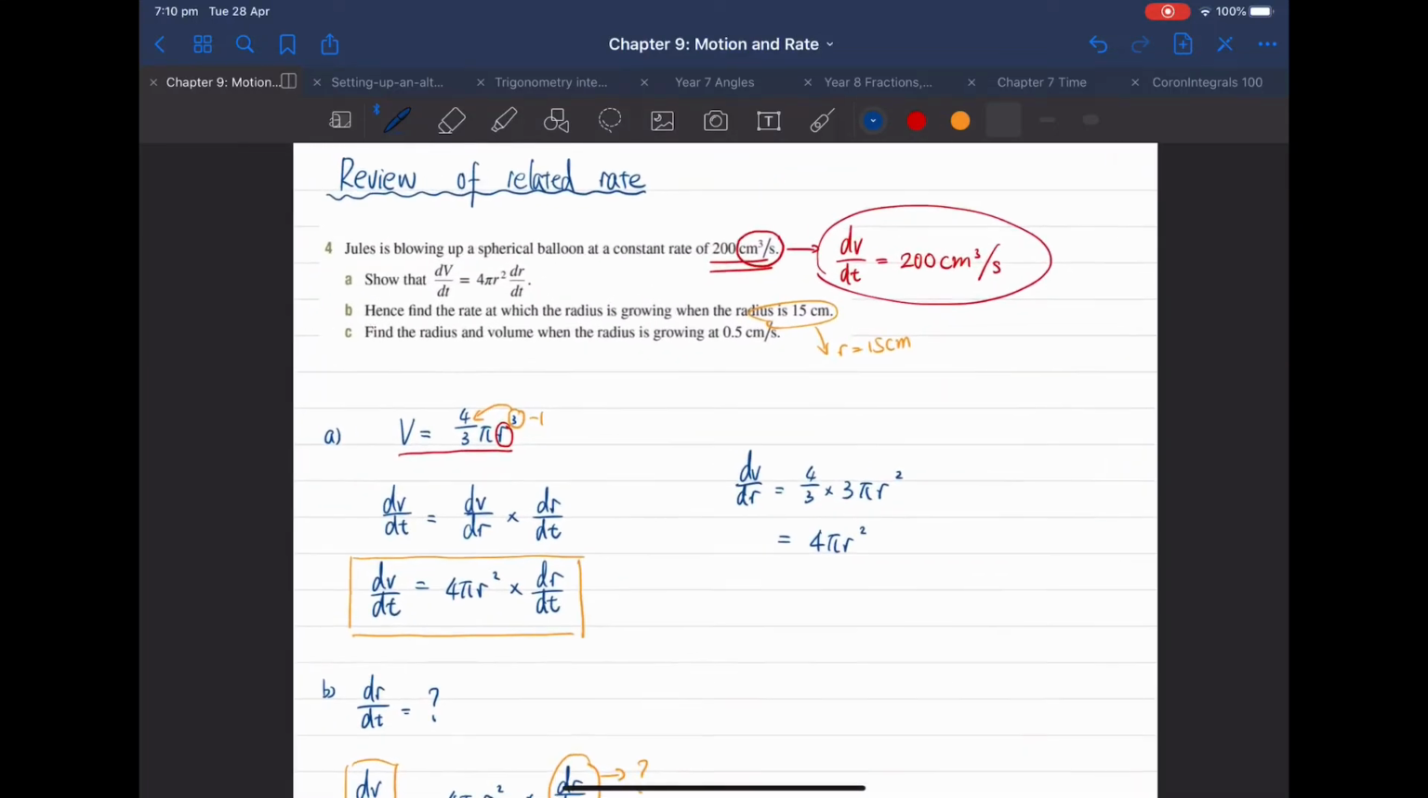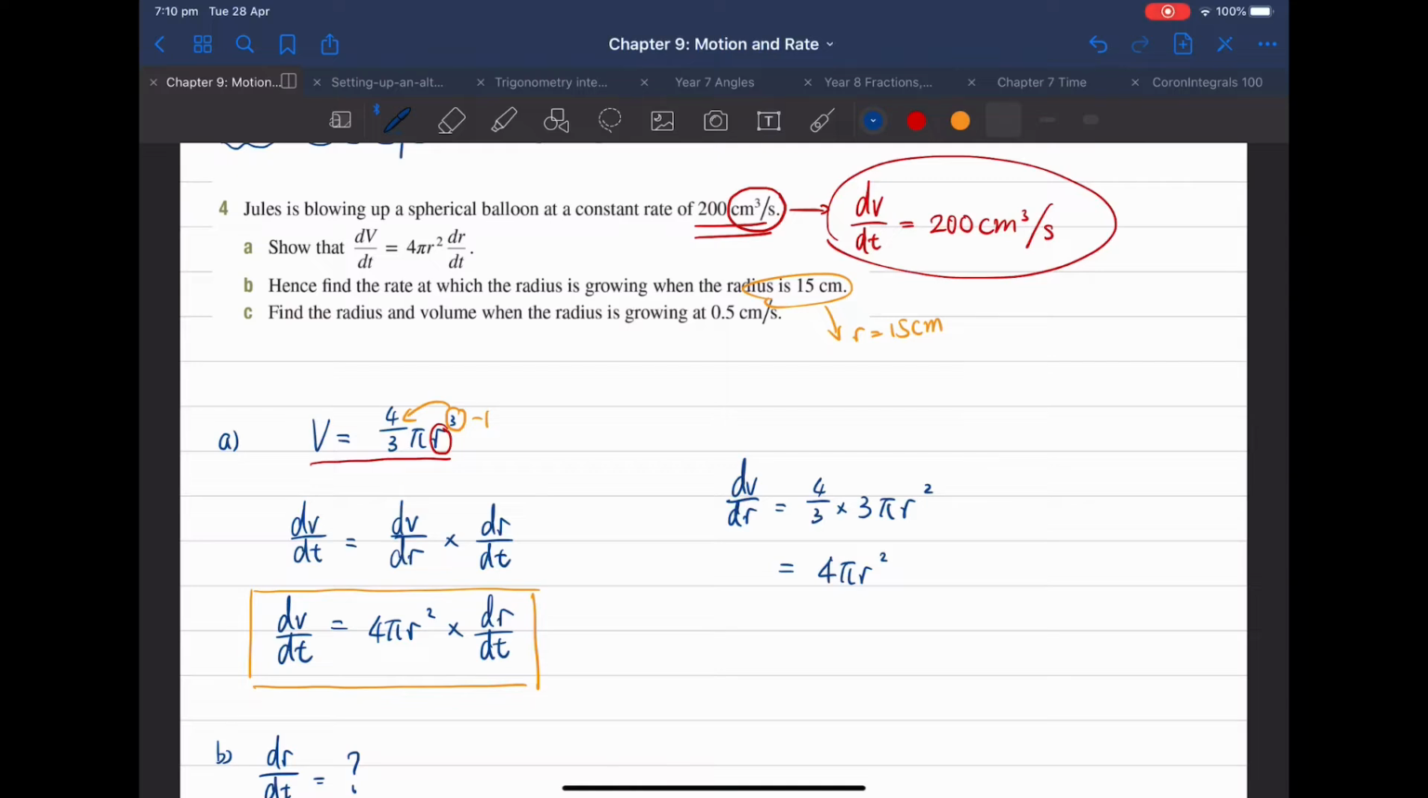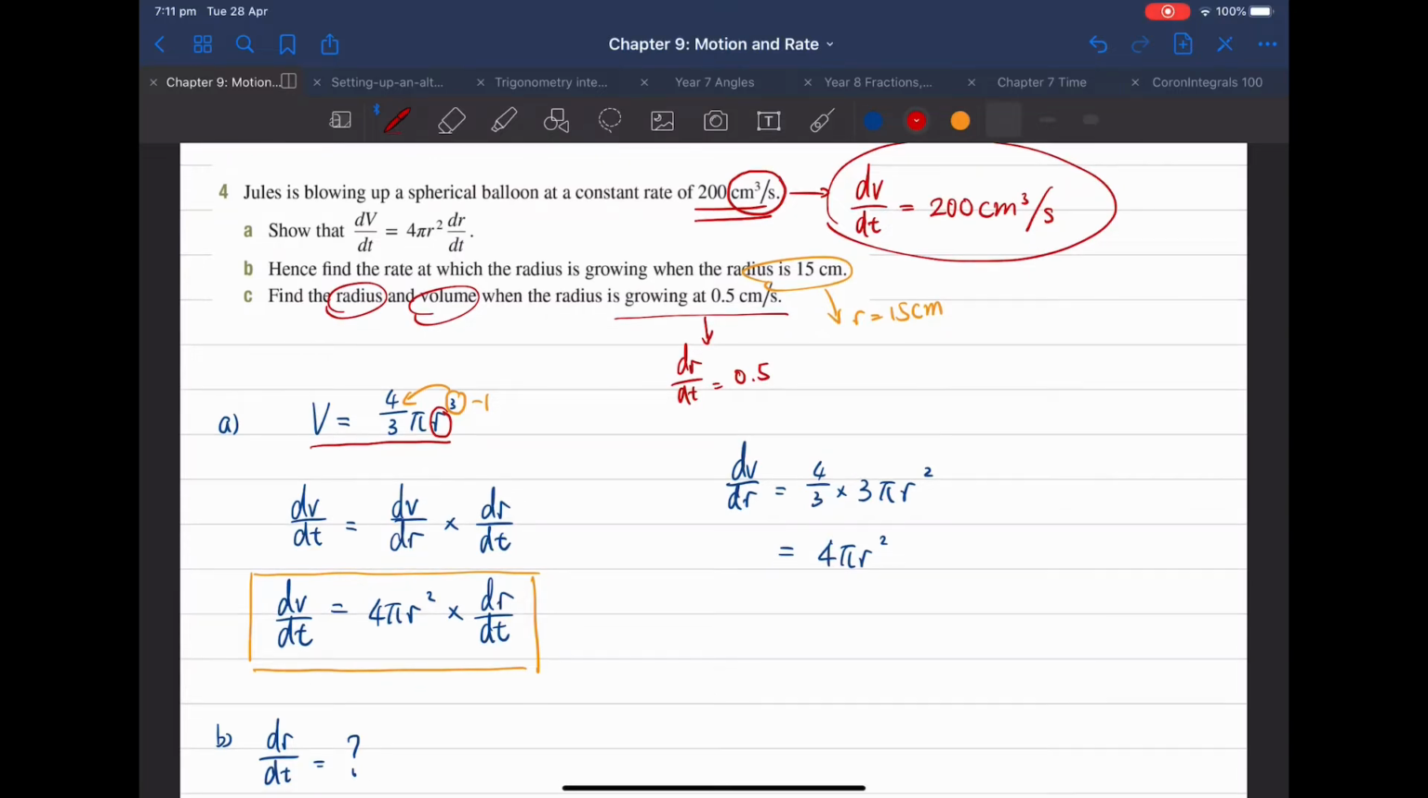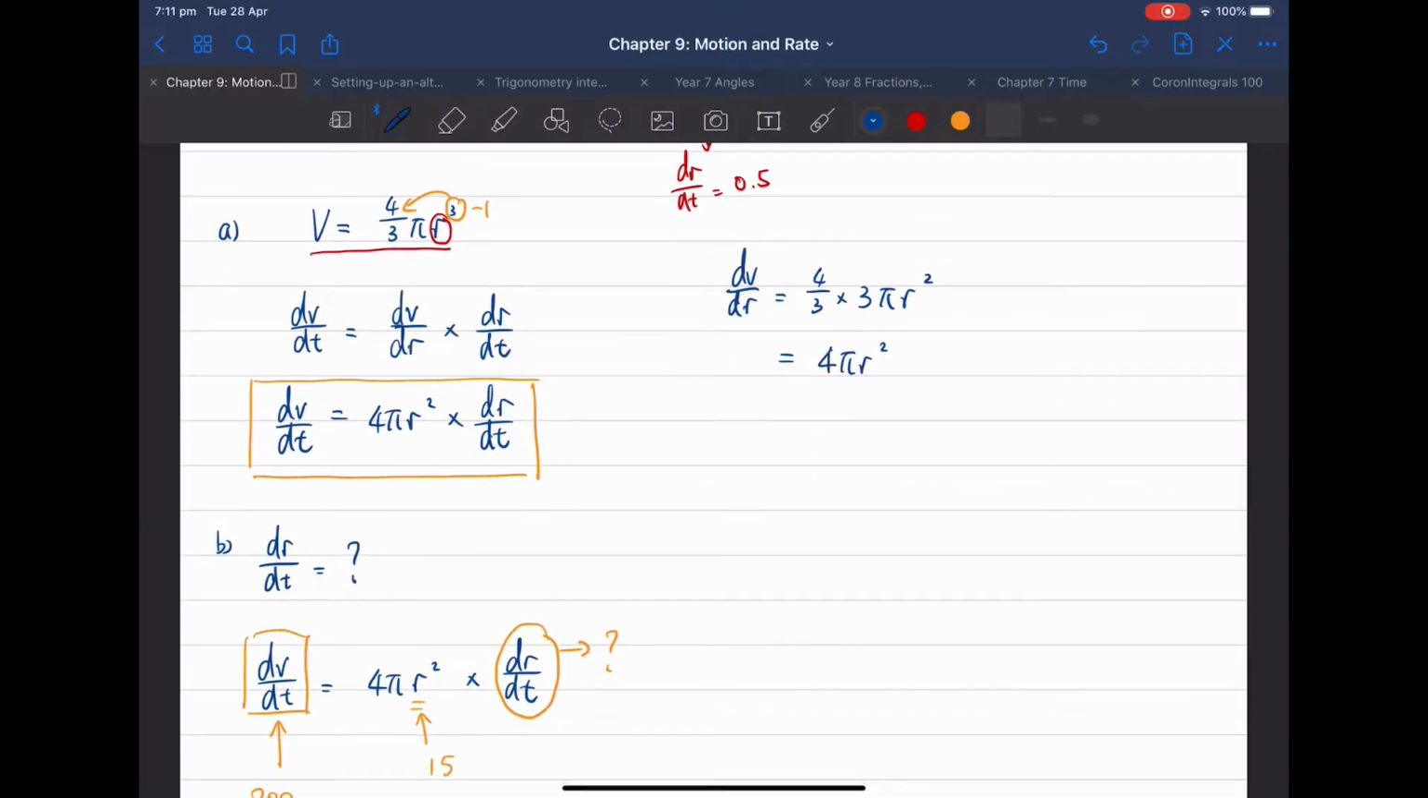Now, question C. Find the radius and the volume. So we're going to find the radius and the volume when the radius is growing at this rate. So now the question tells us what is dr over dt. So dr over dt is 0.5. And the question asks us to work out what is the radius and what is the volume at that time when the radius is growing at that rate. Okay, so what do we do? Now, we still need that formula there. Okay, so we still need dV over dt is equal to 4 pi r squared times dr over dt.